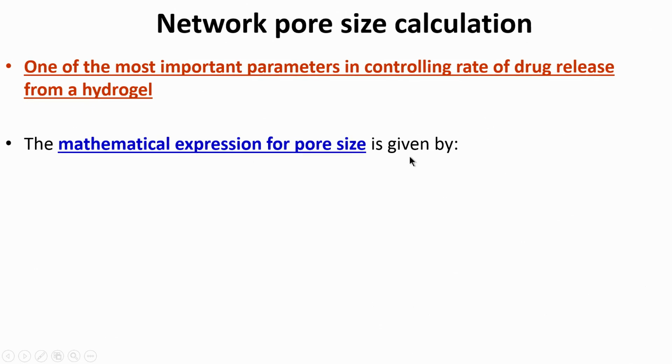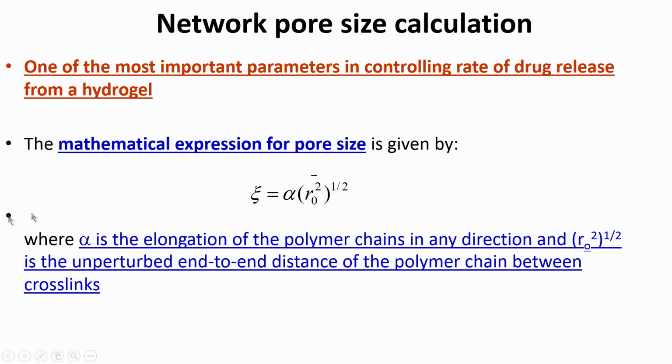So, for the network pore size calculation: one of the most important parameters in controlling the drug release rate is the pore size. The mathematical expression of the pore size is the pore size equals alpha times the square root of r naught squared, where alpha is the elongation of the polymer chain. Let us say my polymer chain is of length L, and after the formation and elongation it becomes L plus delta L. So alpha is basically the elongation of this chain, where r naught is the unperturbed end to end distance of the polymer chain between cross links.